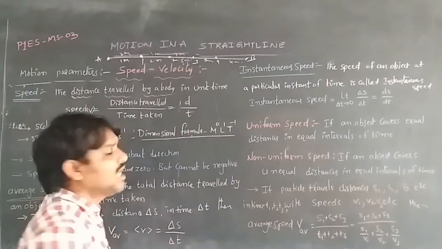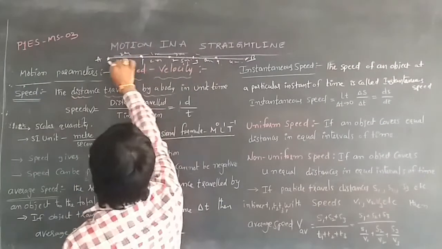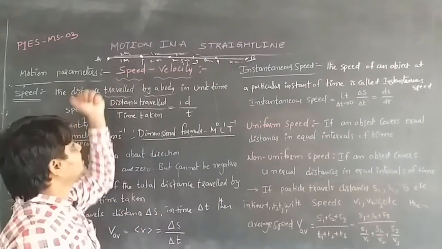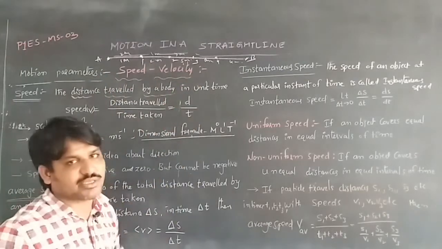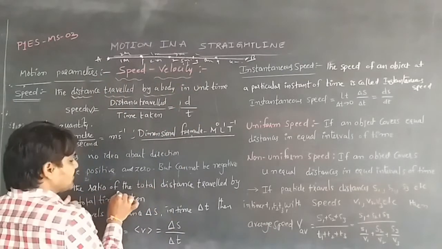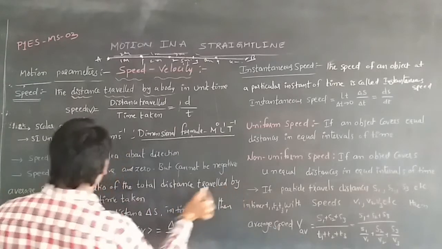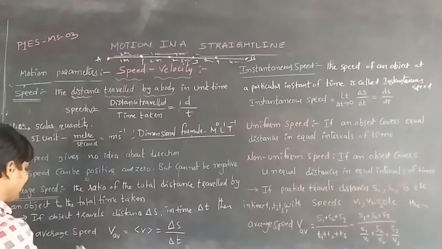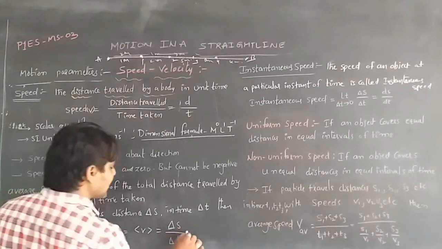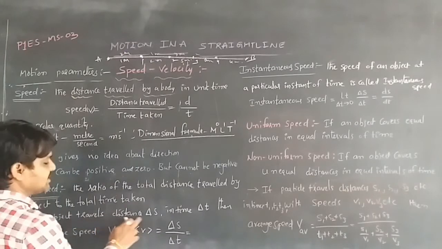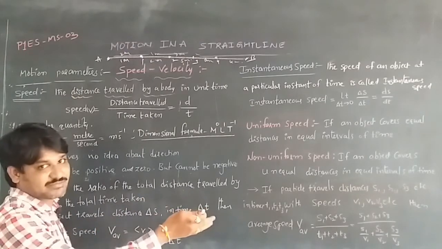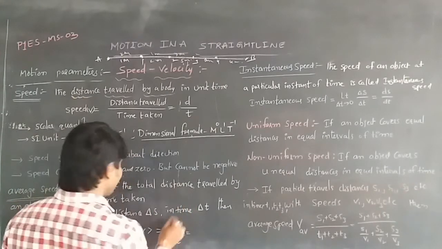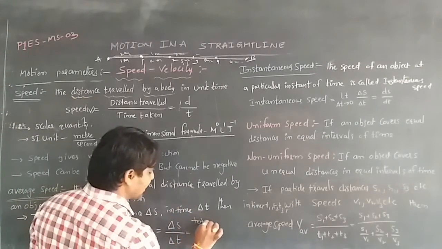The total average velocity during this total journey, the average speed of the body whenever it started from A and reached B, is the ratio of the total distance traveled by an object to the total time taken. Average speed is equal to the total delta S. If the object travels a total distance delta S, the change in distance, by total change in time, delta t.